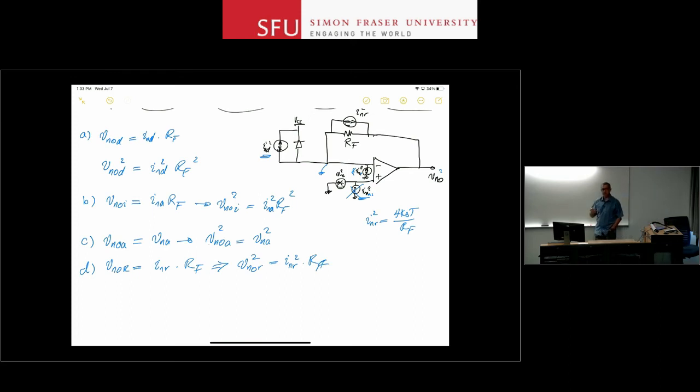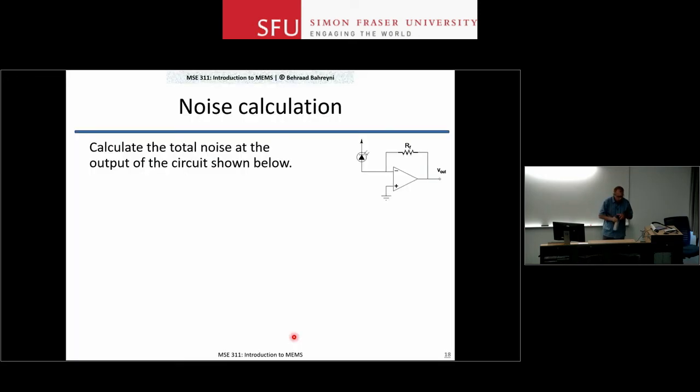And that's it. So to calculate the total noise, you add up all these powers, so VNO total squared is going to be this plus this plus this plus this, the sum of these 4. Okay? And that's the end result.